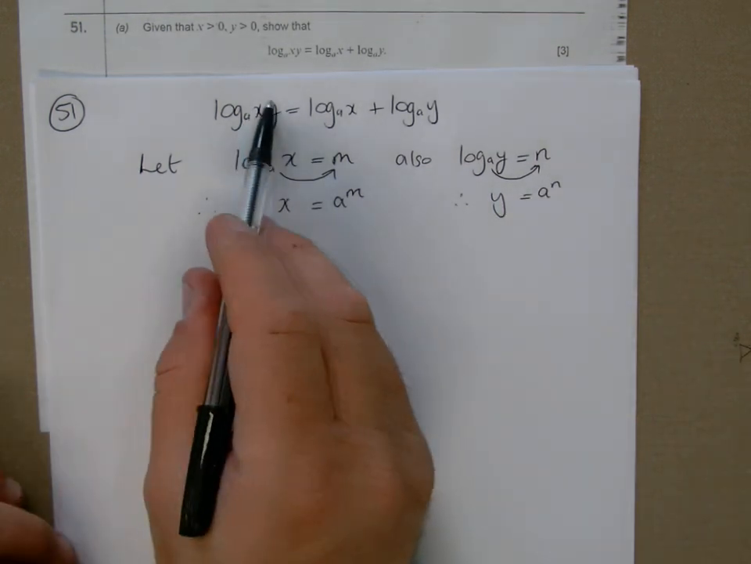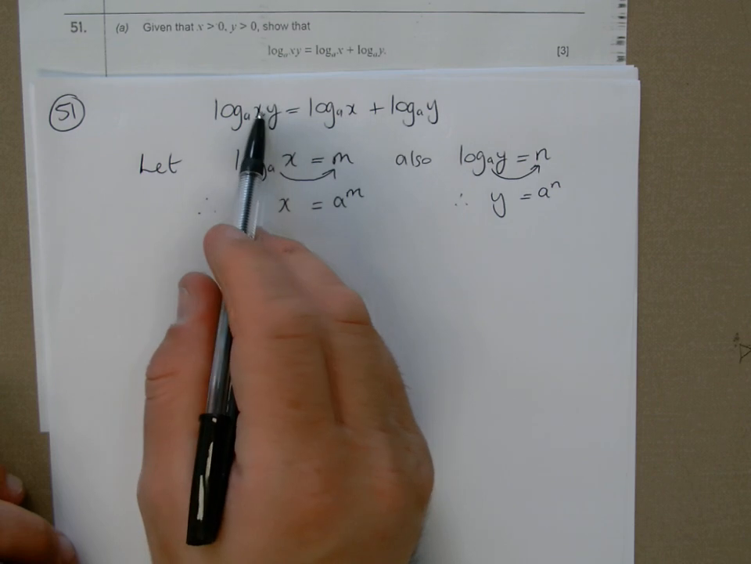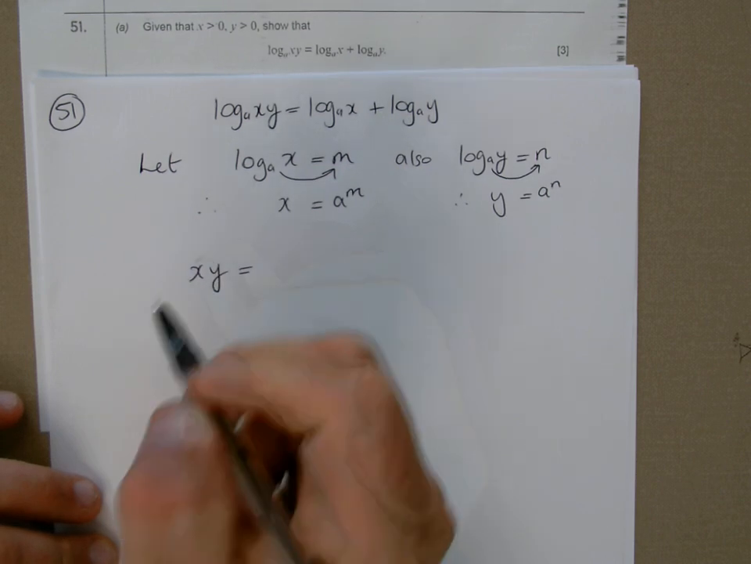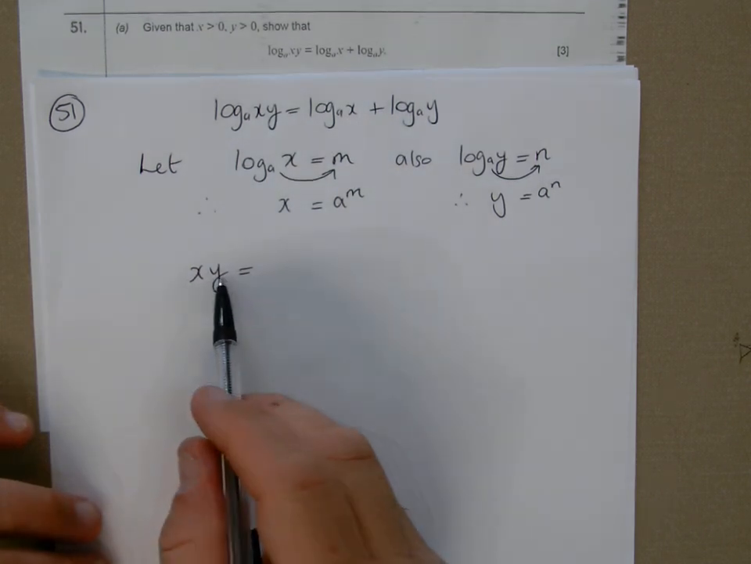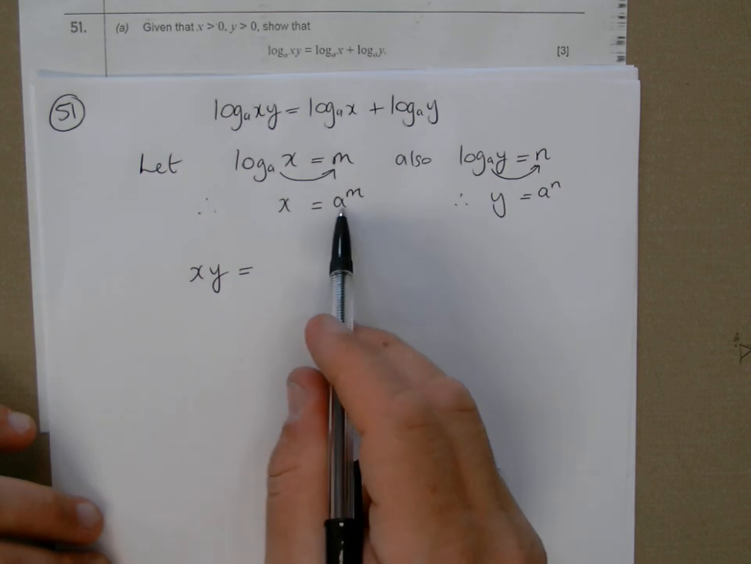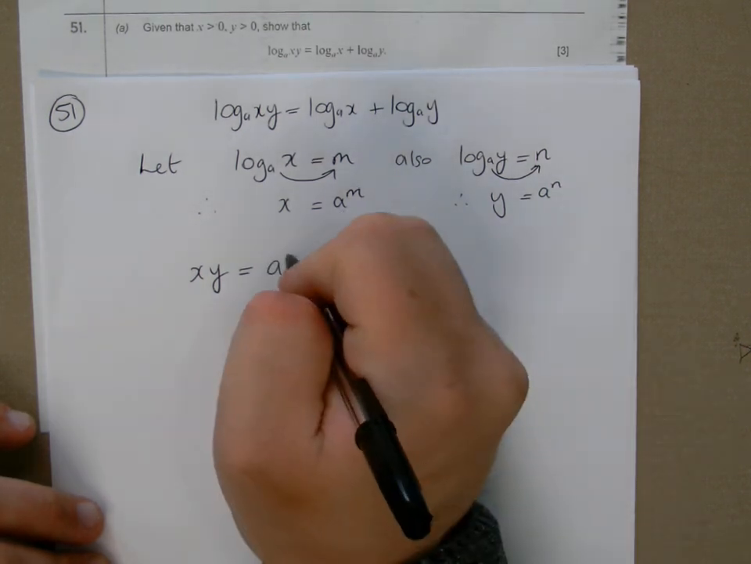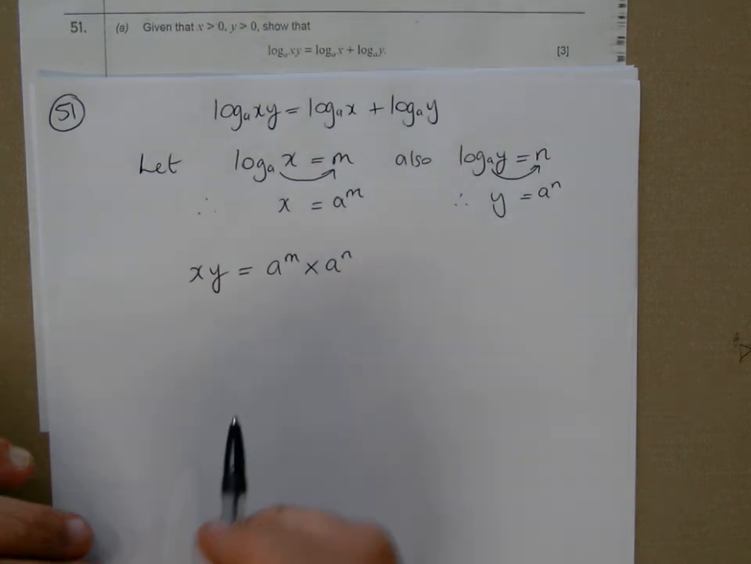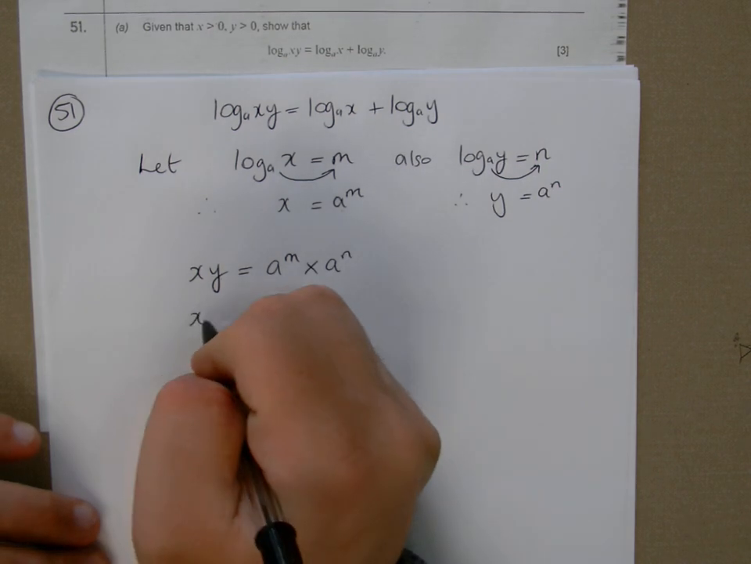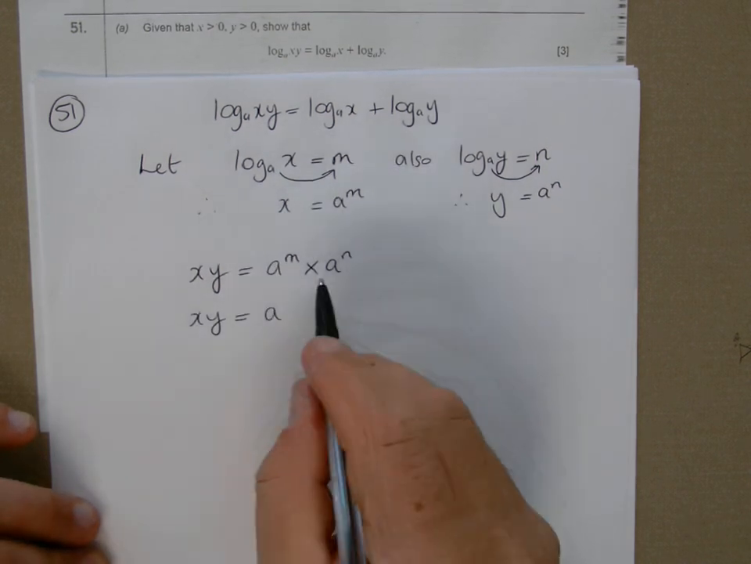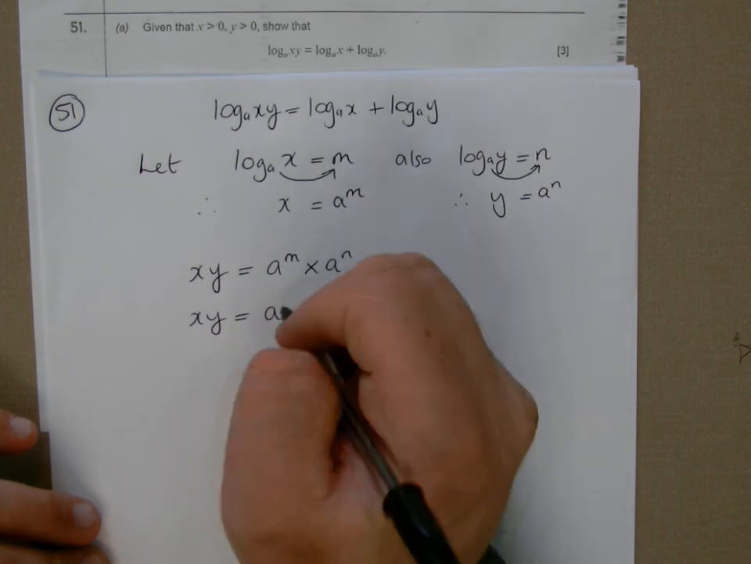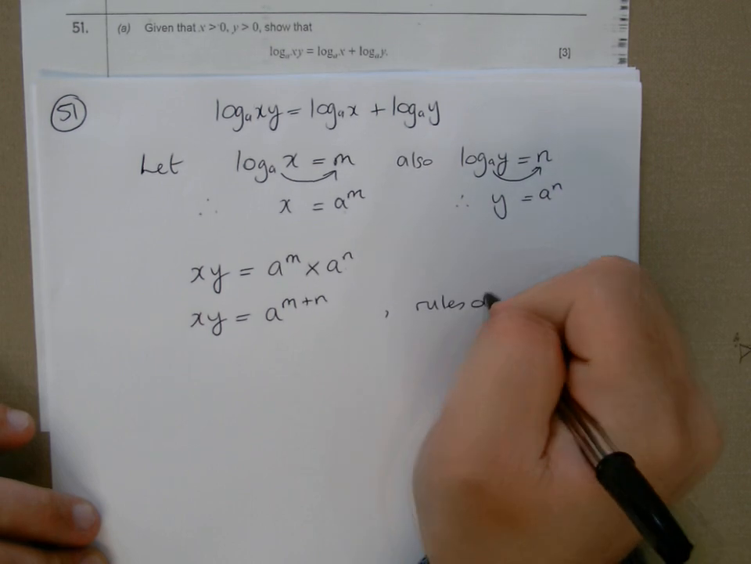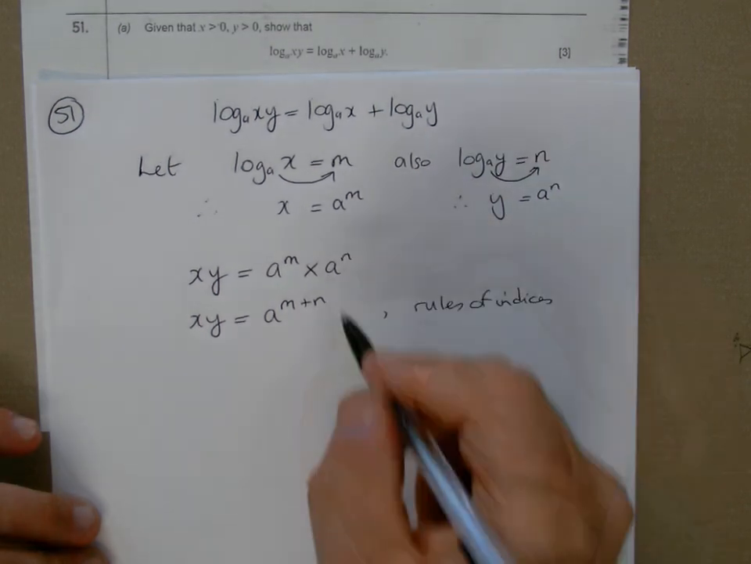Now let's look at the result that it's supposed to give us. It's supposed to give us the product in a single logarithm. So the product would be xy. xy obviously means x times y, the product there. We can use what we've got for x and y here. So this is the same as a to the m times a to the n. Multiplying them, and using simple rules of indices, when you're timesing terms, we add the powers, won't we? Just using what we learned about indices.